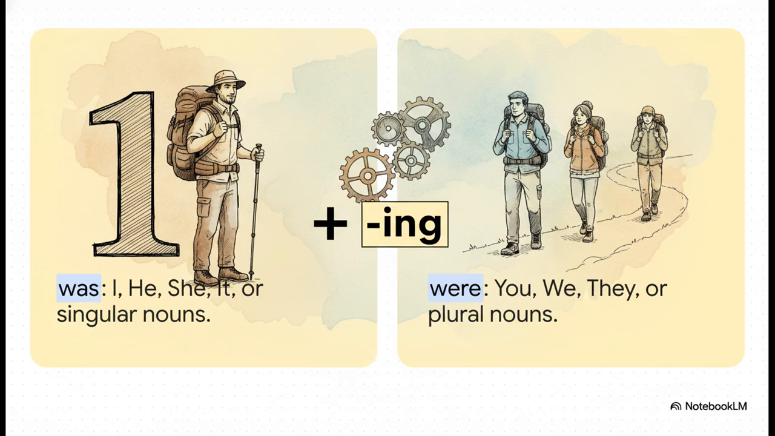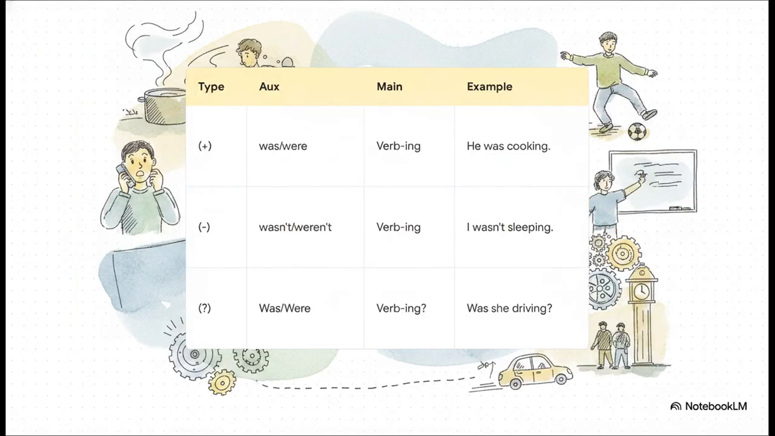We take this auxiliary verb and simply pair it with the present participle, which is really just your main verb plus an ing tacked onto the end. Let's just walk through the math of this beautifully formatted grammar. For a positive sentence, it's subject plus auxiliary plus verb-ing, like he was cooking dinner or they were playing soccer. Now for a negative sentence, the formula shifts just slightly. You literally just make that auxiliary negative. I wasn't sleeping when you called, or we weren't paying attention. And to make it interrogative, to ask a question, we just flip the subject and the auxiliary verb. Was she driving home alone, or were they working late? It's just a simple, elegant code.